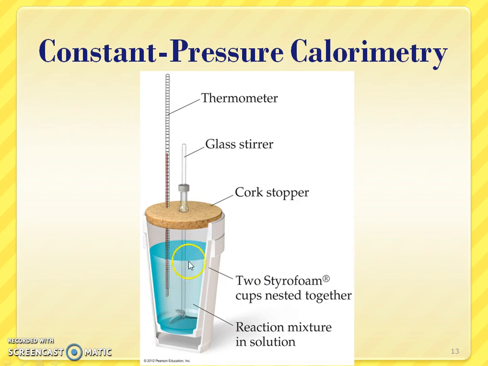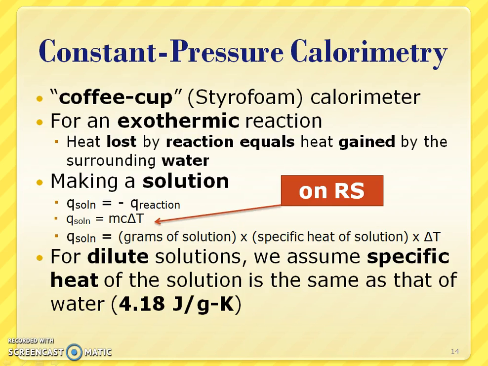So here's our stirring rod to make sure that everything is stirred up. So when we're measuring with the thermometer, it measures pretty accurately. So this is what they call a coffee cup, because we're using a styrofoam calorimetry. Again, usually used for exothermic reactions because that would be heat lost by the system, but then it's gained by the surroundings. Then in this case, it's water. So you're really making a solution, and here's that Q equals negative Q. So remember that they are opposite of each other.